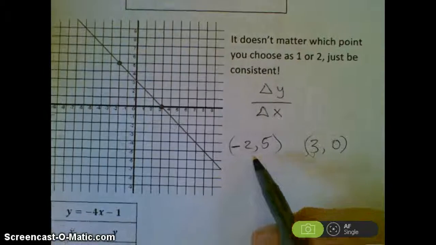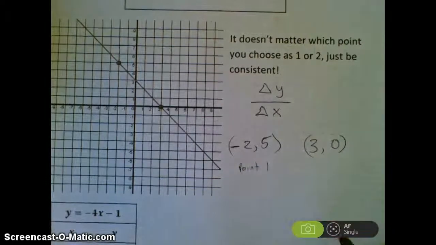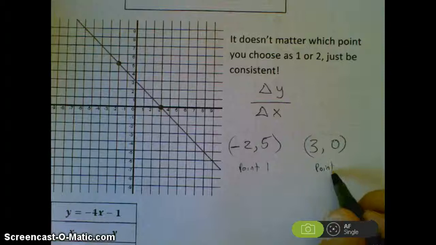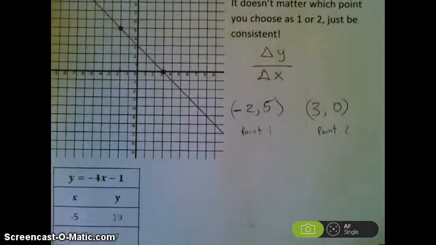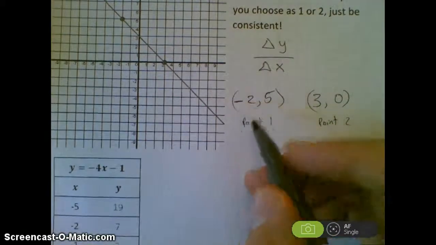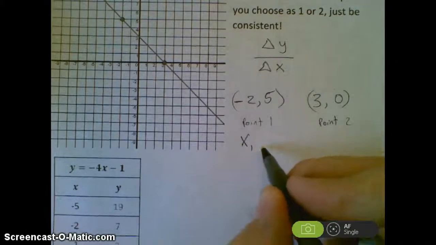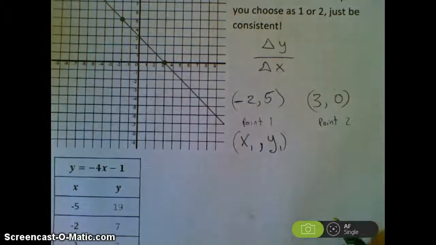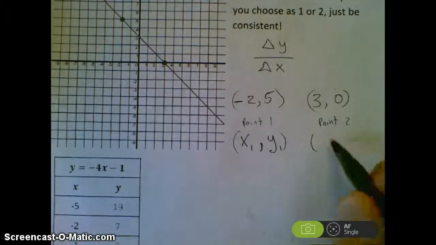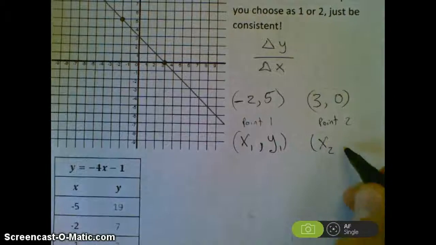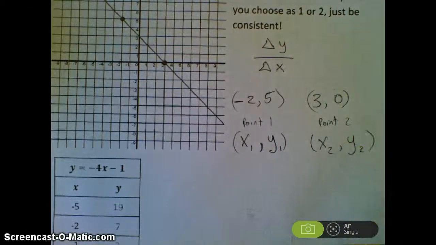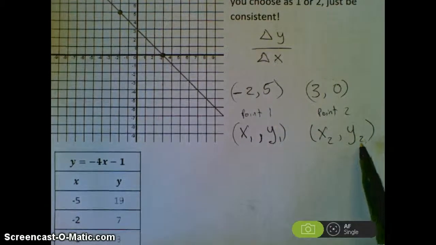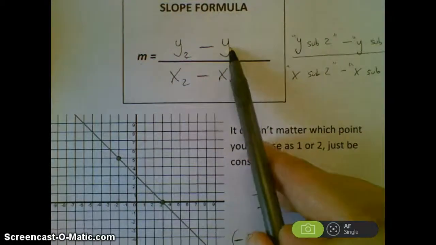So I'm going to choose this one as point 1. And I'll make this one point 2 on my line. So that would make the coordinates of this point x sub 1, y sub 1. Make that look more like a comma. And that would make this point here x sub 2, y sub 2. So to find the slope, I can take the change in y, which is y sub 2. Let's go back up to my formula here. y sub 2 minus y sub 1.